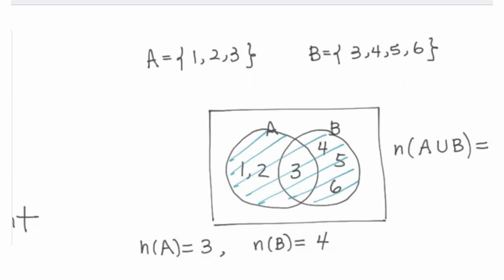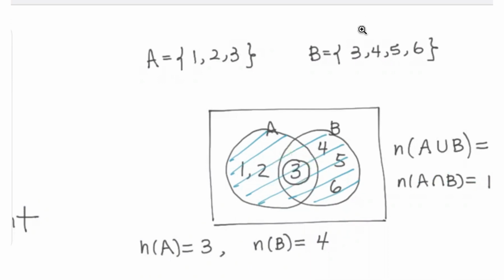Now, here's a problem. A has 3 elements, and B has 4. So 3 plus 4 is 7. But when you combine these together, the union, I have 6. So 3 plus 4 doesn't match the 6. What happened? I lost 1. It's because of this guy. I do not count one element twice. Remember, no repetition. So the number of elements of the intersection is 1, right? It's because of this guy.